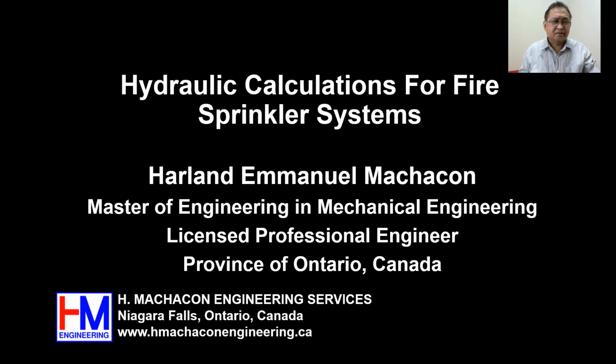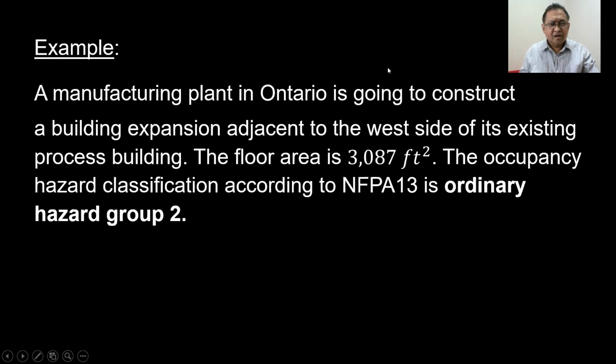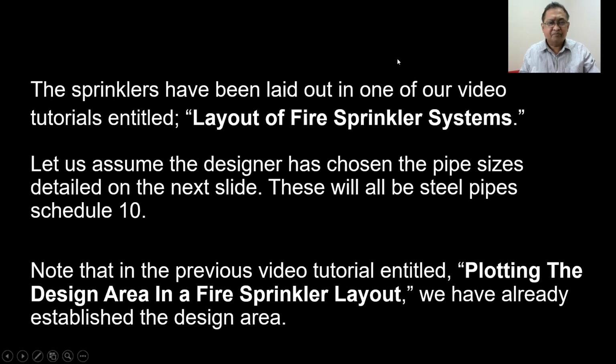Our topic for today is hydraulic calculations for fire sprinkler systems. Supposing you have a manufacturing plant in Ontario and they are going to construct a building expansion adjacent to the west side of its existing process building. The floor area is 3,087 square feet. The occupancy hazard classification, according to NFPA 13, is ordinary hazard group 2.